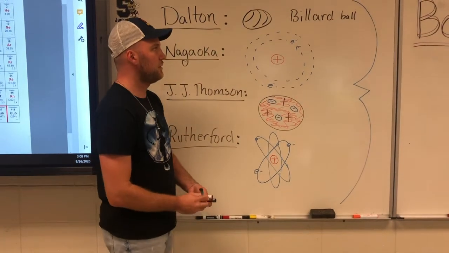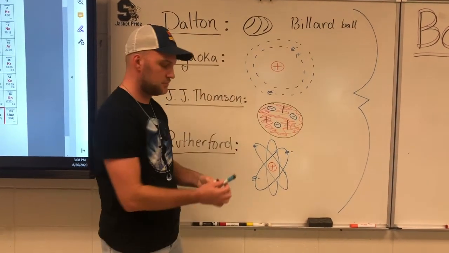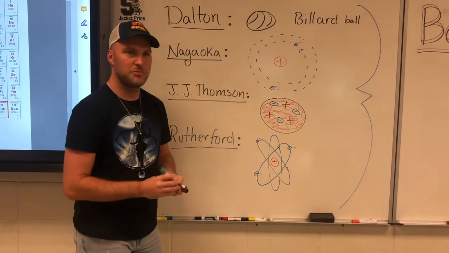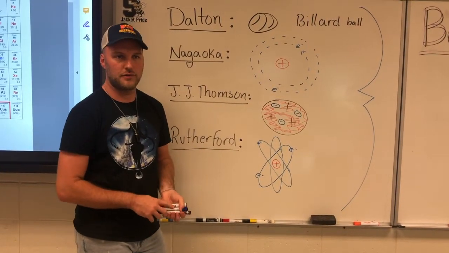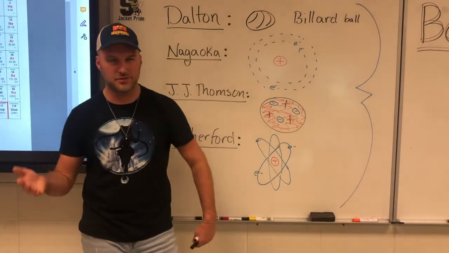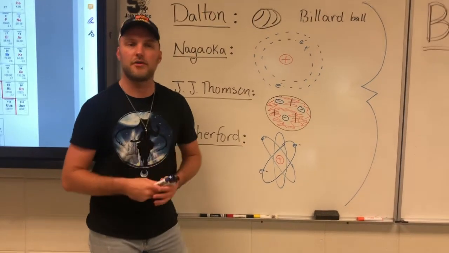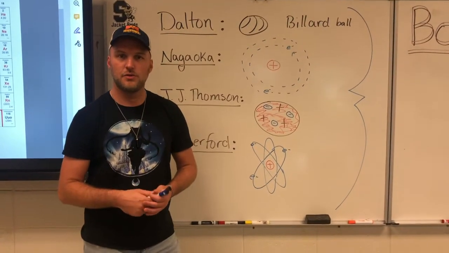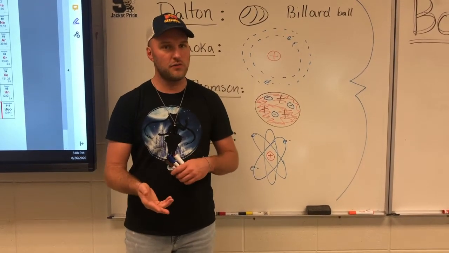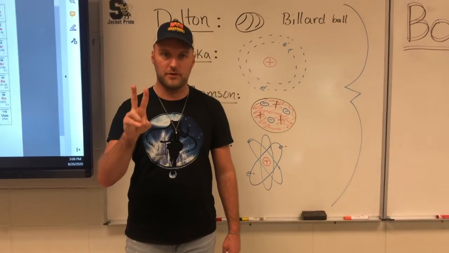So we have the billiard ball, Nagaoka's planetary model, Thomson's plum pudding and the Jimmy Neutron model of Rutherford. It wasn't really called that because this was 1914 and Jimmy Neutron was not then, but that's what I call it. So the Bohr model of the atom is what you're studying now. So if you've made it this far, okay, or you skipped over it, part 2 coming up is where we're going to discuss the Bohr model of the atom.